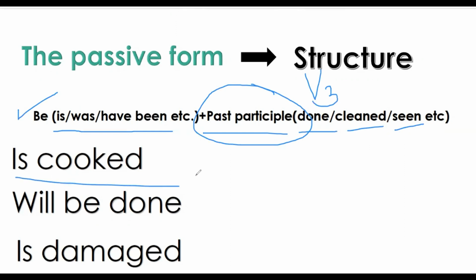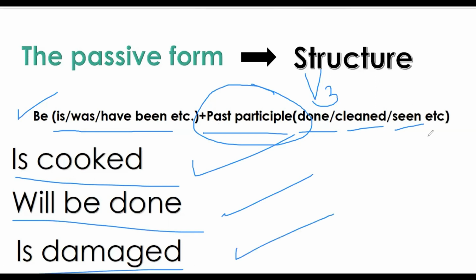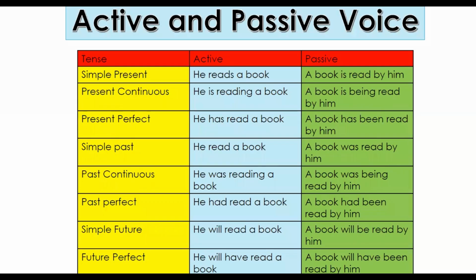Some examples of passive voice: the food is cooked, the work will be done, the building is damaged. So we can understand that in these sentences, we are not telling who has done it, but what has happened becomes more important. And yes, if you are not sure about tense, then active and passive voice will be a little difficult for you.